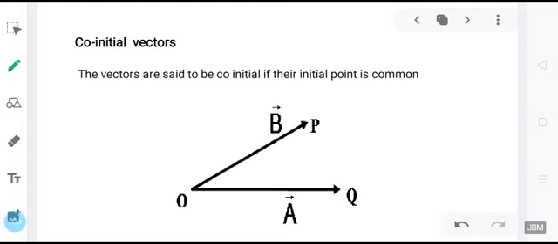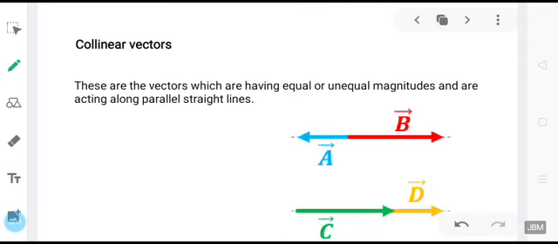Co-initial vectors. The vectors are said to be co-initial if their initial point is common. As you can see in the picture, vectors A and B have been drawn from the common initial point O. Therefore, A vector and B vector are called co-initial vectors. Co-linear vectors. These are those vectors which are having equal or unequal magnitudes and are acting along the parallel straight lines. As you can see in the picture, all the vectors are along the parallel lines in same direction or in opposite direction.